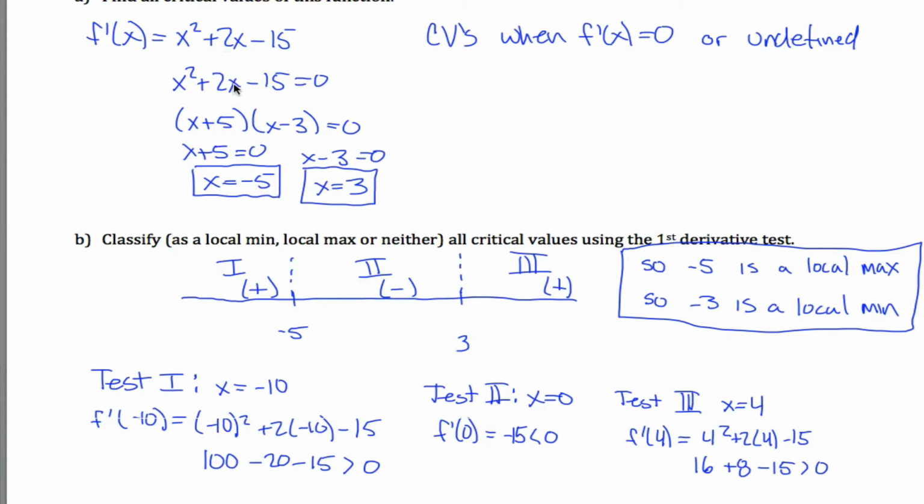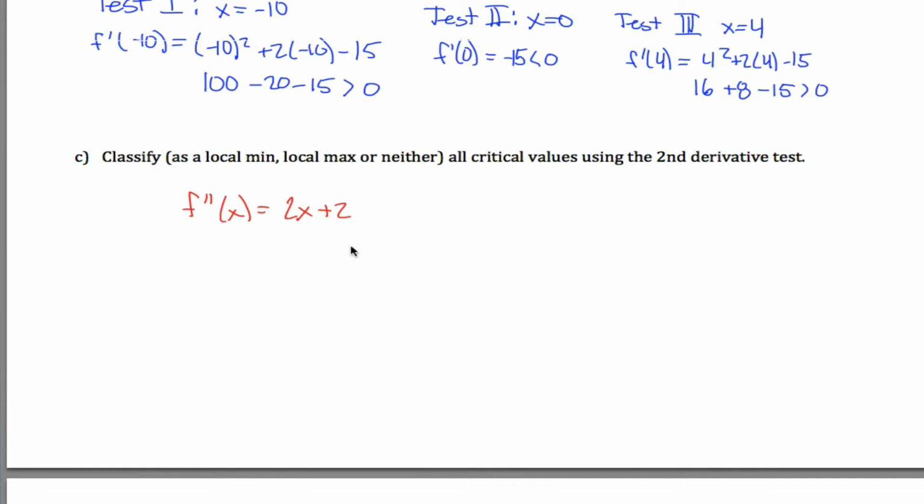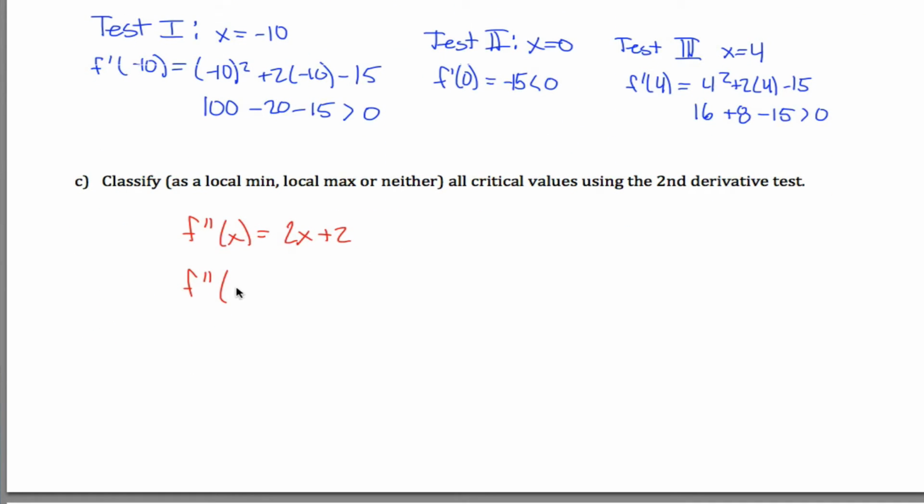Derivative of this guy. And then what you do is you evaluate your critical values at the second derivative. Figure out if your function is concave up or concave down at those critical values. So I had a critical value at negative 5. So f double prime of negative 5 would be 2 times negative 5 plus 2, which is negative 10, plus 2, which is -8, but it doesn't matter what it is. Fact is that it's less than 0.